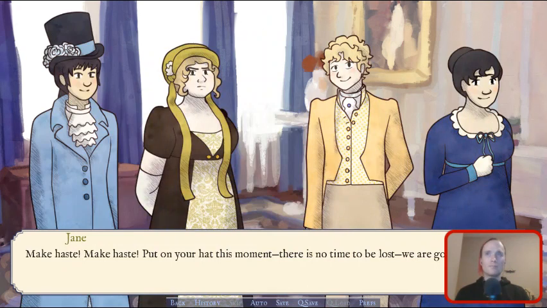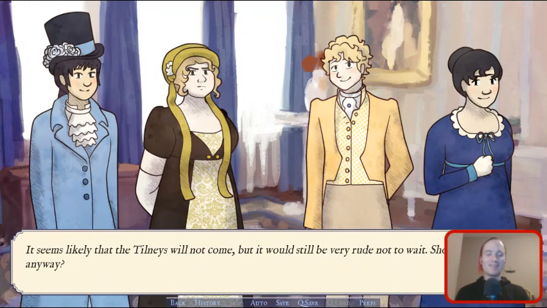Oh. Perhaps that's where we left it. Oh, Jane. Make haste. Put your hat on this moment. There's no time to be lost. We're going to Bristol. I don't remember what voices I gave to people, except Isaac. I will remember him. It seems likely the Tilneys will not come, but it would still be very rude not to wait. Should you leave anyway?